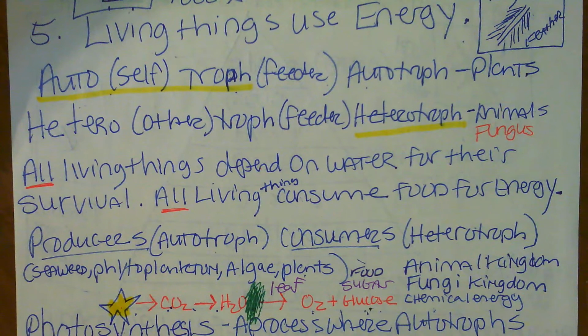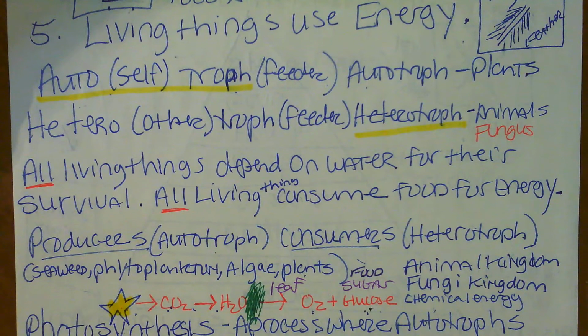All living things depend on water for their survival. All living things consume food for energy. The difference is, all living things are either producers or consumers. You are a consumer. The plants outside of your house are producers. They can make their own food. Other examples of producers are seaweed, phytoplankton, which is a baseline in a water ecosystem.